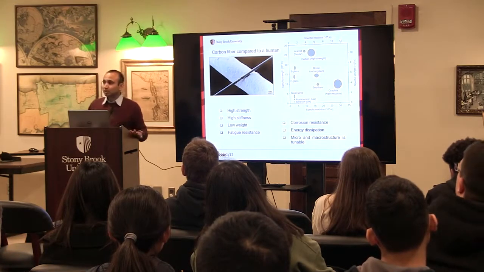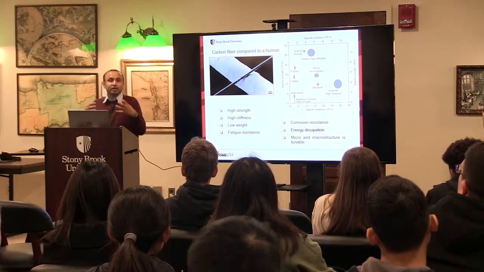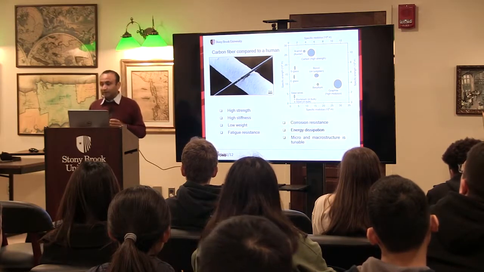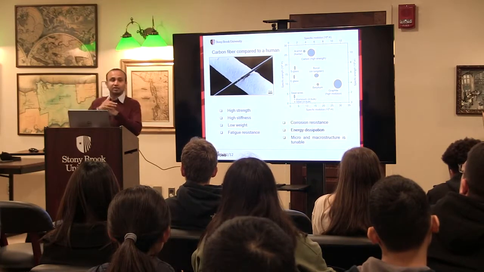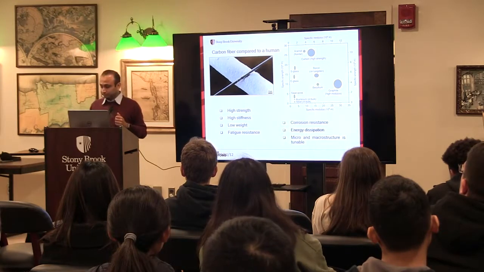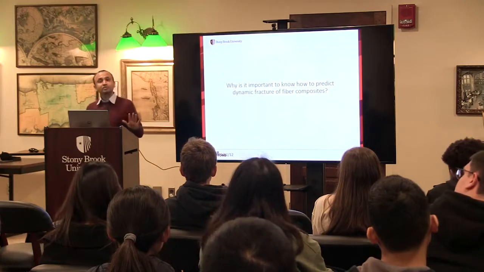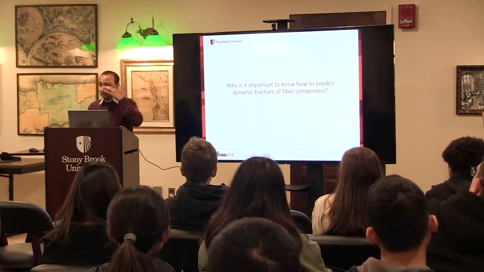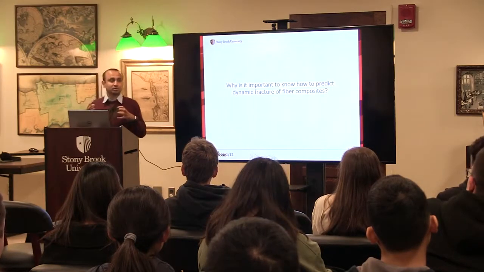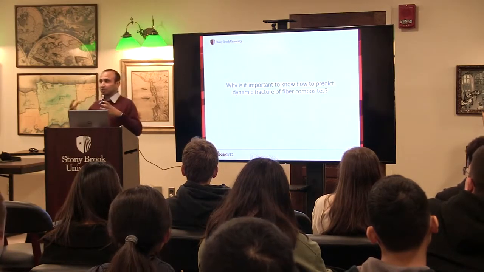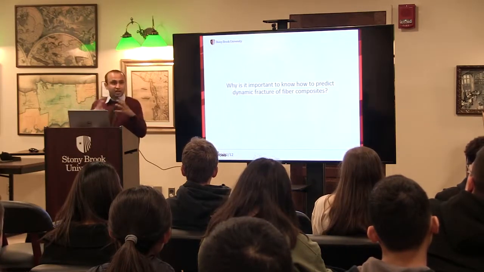It turns out that composites also have excellent energy dissipation, which means they can dissipate a lot of energy. And that is why they are used in a lot of applications where impact or crash happens. I'll give some more examples with the slide after this. This is why it is important to understand and know how to predict this dynamic fracture of fiber composites. By dynamic, I mean fracturing occurring at high speeds under events such as impact or crash.